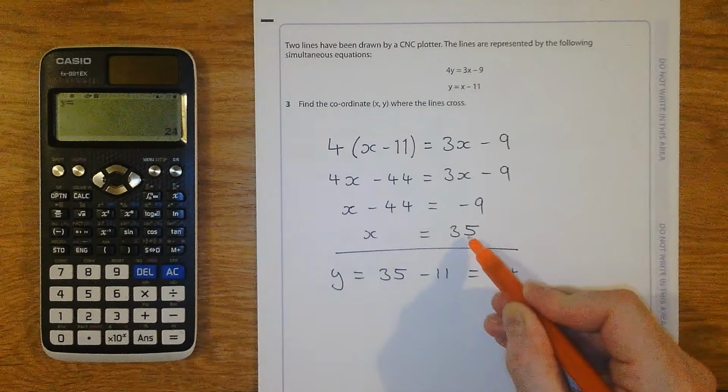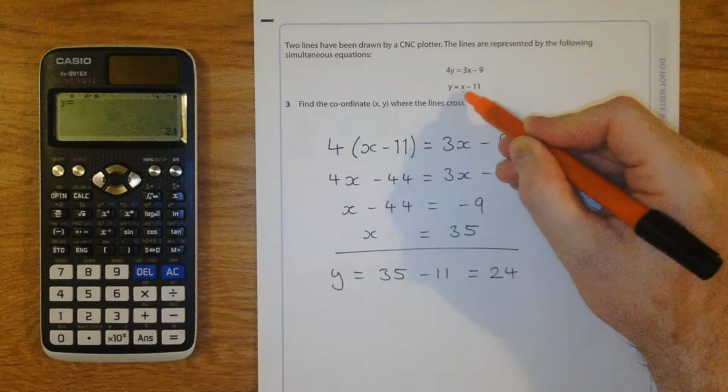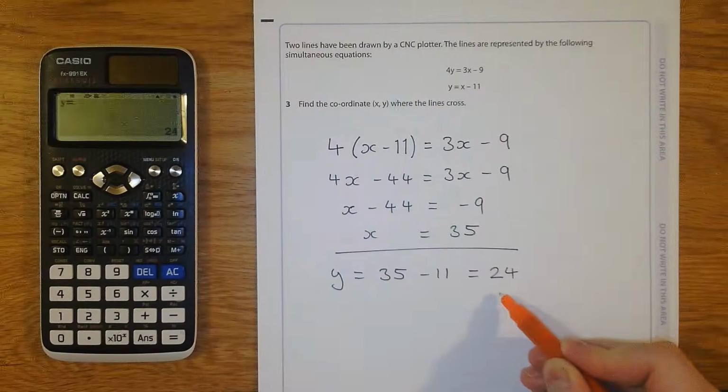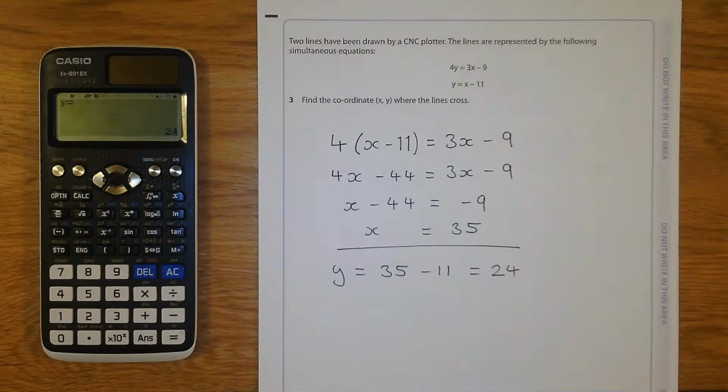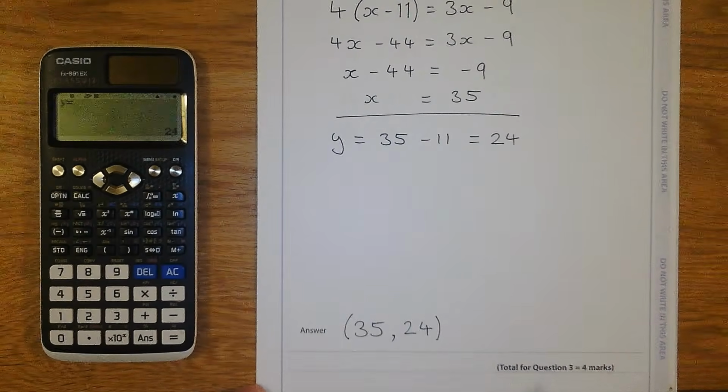Now that I know that x equals 35, y equals x, well x is 35, so y equals 35 minus 11, so y is 24. And I write my answer in the same way, and of course I could have done those same checks that I did as well.